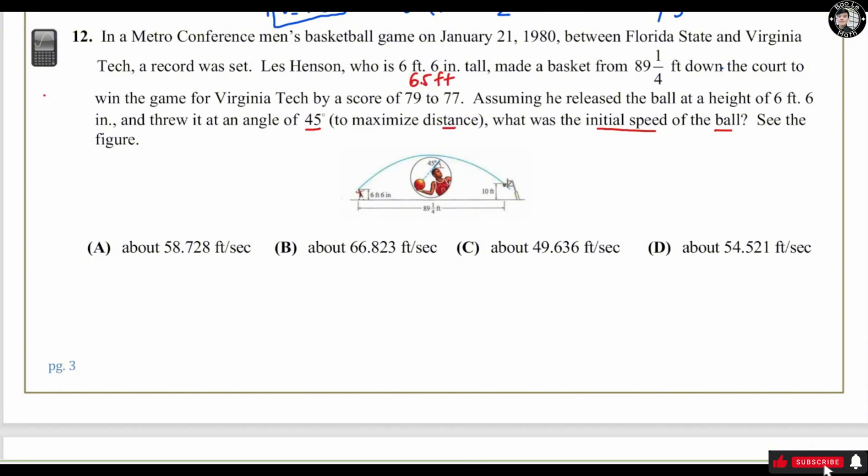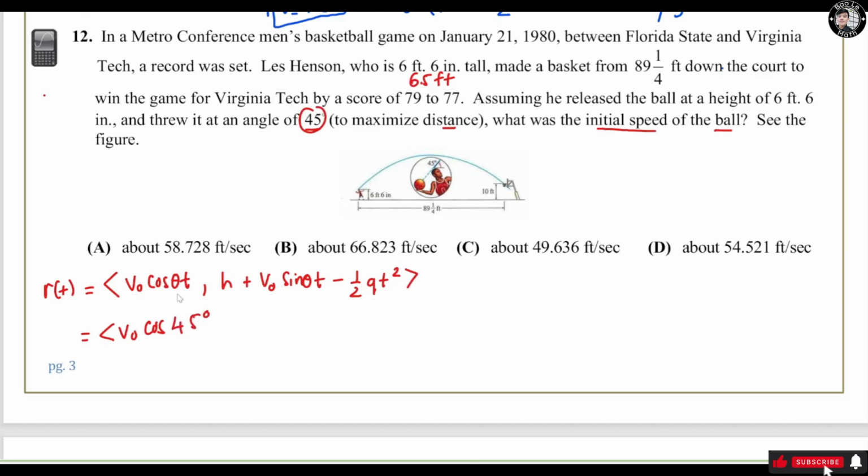So, similar to number 11, we have the formula. Now we're going to plug in values. V0 is not given, so we just leave it. So we have V0 cosine of the angle right here, 45 degrees, cosine of 45 degrees, and I put t right here. Comma, the initial height is the height of this person, 6.5. So we have 6.5 plus V0 sine of 45 t. So I put t right here.